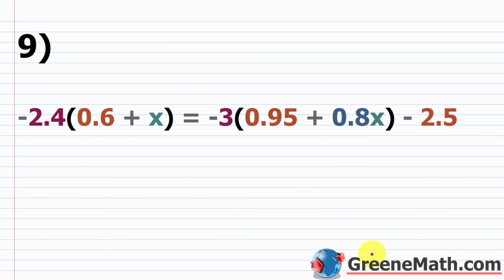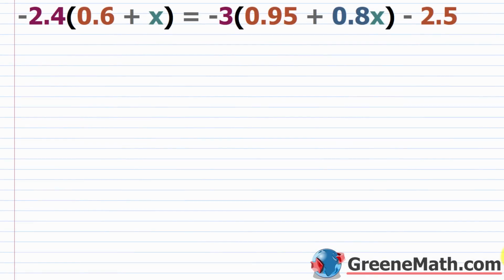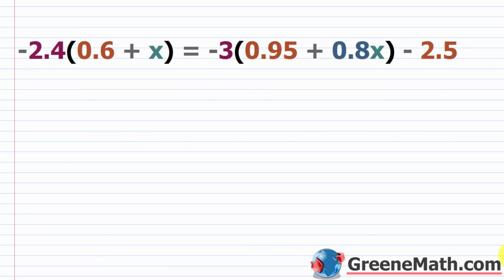All right, let's look at problem number 9. So we have this negative 2.4 times the quantity 0.6 plus x is equal to, we have this negative 3 times the quantity 0.95 plus 0.8x, and then minus 2.5. Okay, let's see what we're looking at here. I'm just going to clean up using the distributive property first.